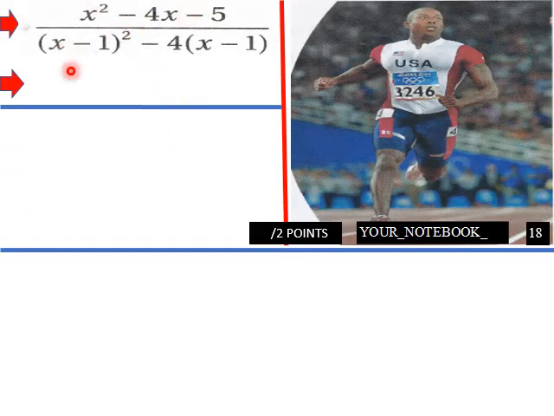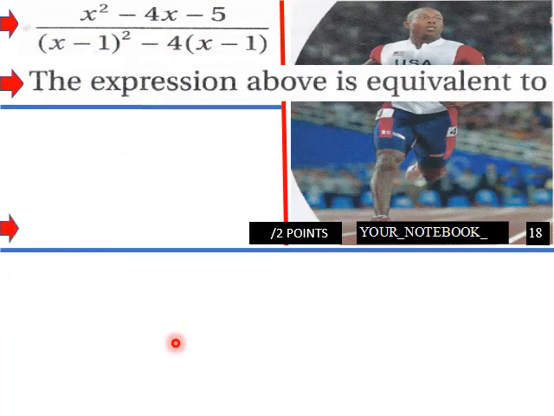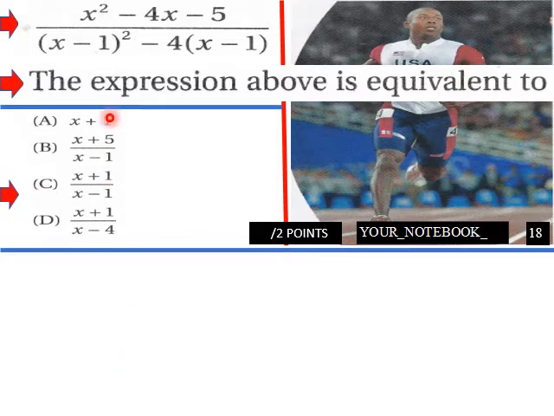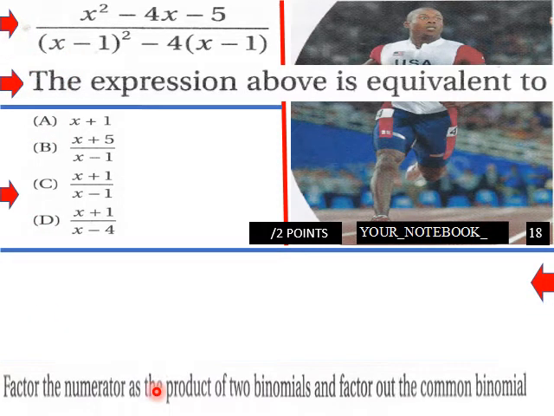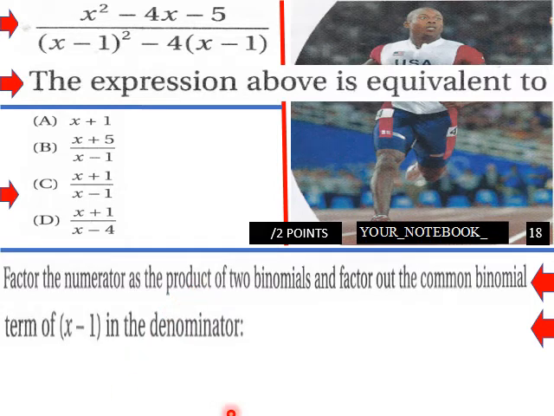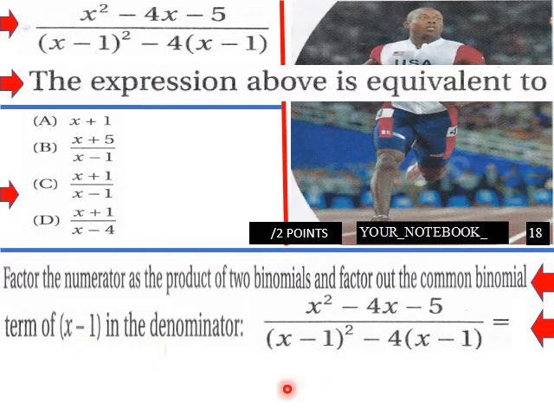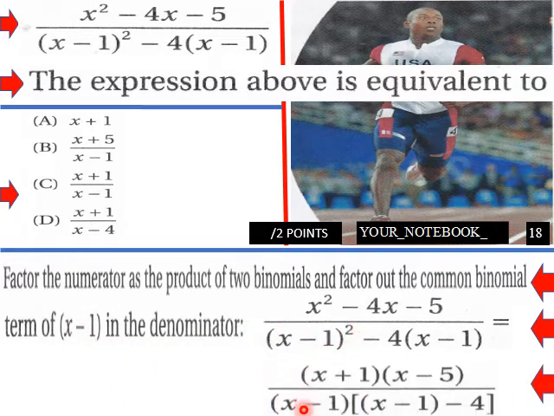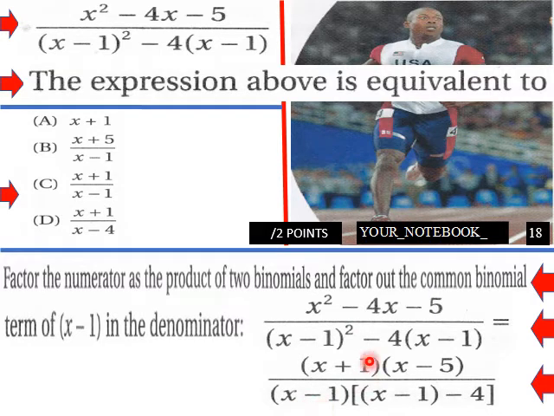Then we have a trinomial up here. Then we have a square here minus this. Expression above is equivalent to what? And then we're trying to, once it's simplified, see which one of these expressions would be equal to that. Factor the numerator as a product of two binomials and factor out the common binomial of the term x minus 1 in the denominator. So we have this here, the original expression, and then we can factor this trinomial into these two binomials.